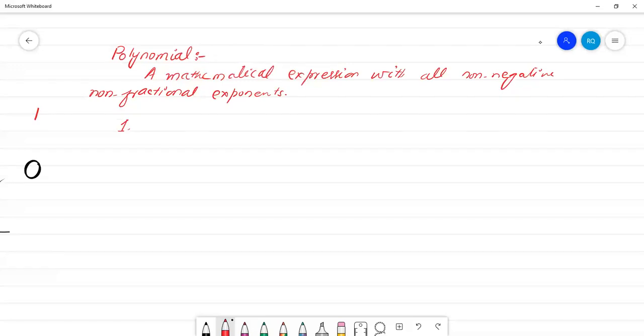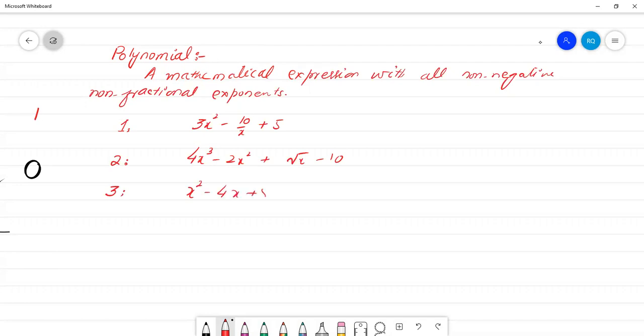The first example is, suppose we have 3x square minus 10 over x plus 5. The second one is 4x cube minus 2x square plus under root x minus 10. And the third one is x square minus 4x plus 5. The fourth one is x cube minus 10x square plus 20x plus 13.